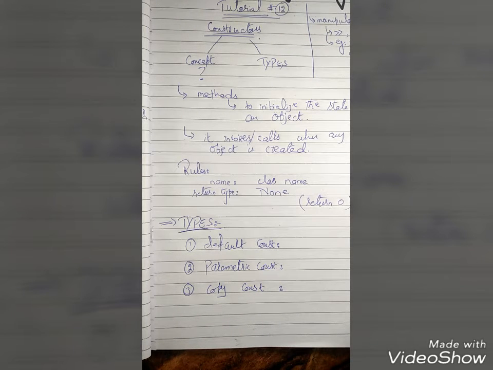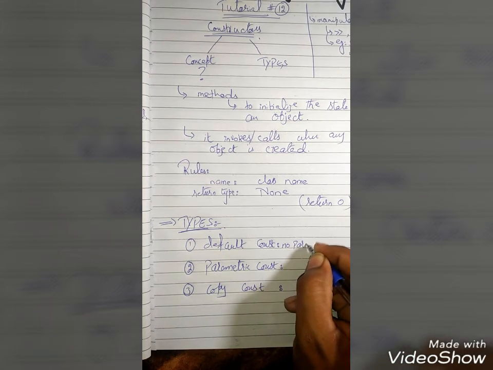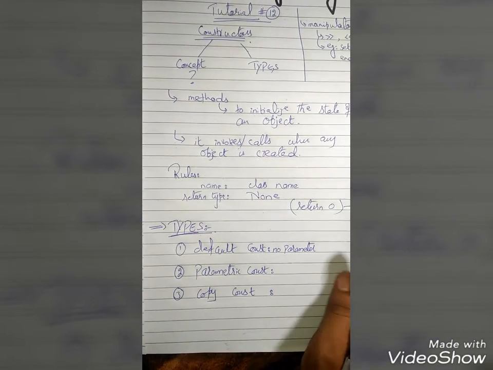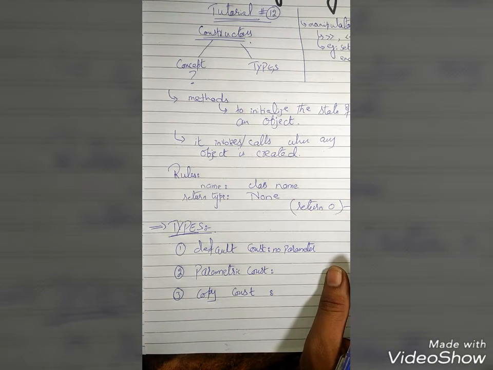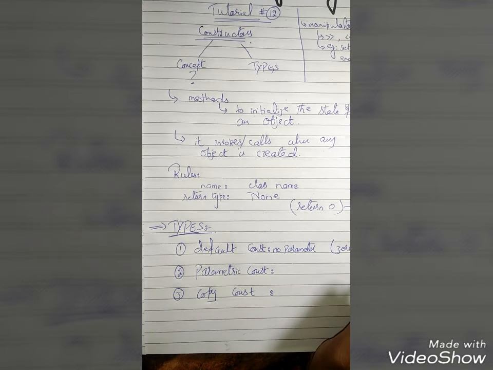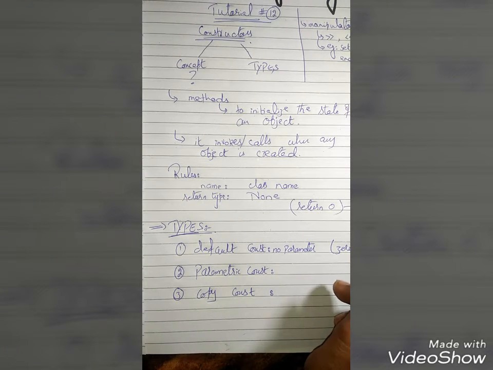So what is a default constructor? A default constructor is one having no parameters. There is no parameter in the default constructor. It initializes every object, every variable, with the default value, that is 0. Means if it initializes an object, it always contains a value, and that value will be 0 by default.